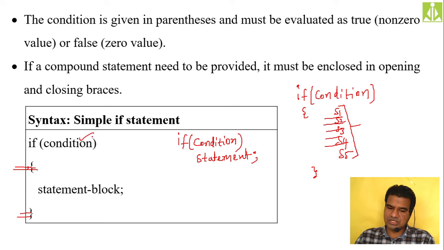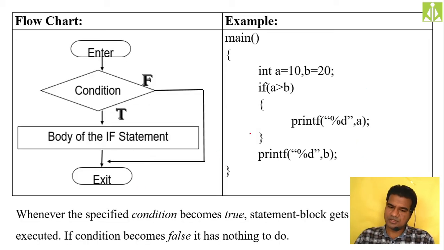So if this condition is true, this statement block will be evaluated, and if this condition is false, nothing will happen. Simply whatever statements we have after this if will be considered for evaluation. Hopefully you understood. So then we have this flow chart. We are entering into the control structure, that is the simple if statement, and we are checking the condition. If the condition is true, we are entering into the body of the if statement.